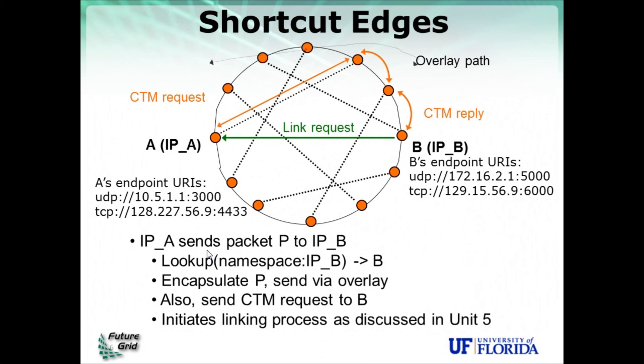We've seen the basic technique to create edges, and it is reused in this context. Again, A and B exchange their endpoint URIs, and they try to simultaneously link over the physical network endpoints. When A sends a packet to B, the first thing that happens, as we saw earlier, is you look up the IP to P2P mapping in the distributed hash table, encapsulate the packet, and send it via the overlay. Concurrently, A sends a connect-to-me request to B and initiates the linking process as discussed earlier. If successful, this creates a direct link between A and B, and the latency and bandwidth improve significantly because you avoid the long overlay path.